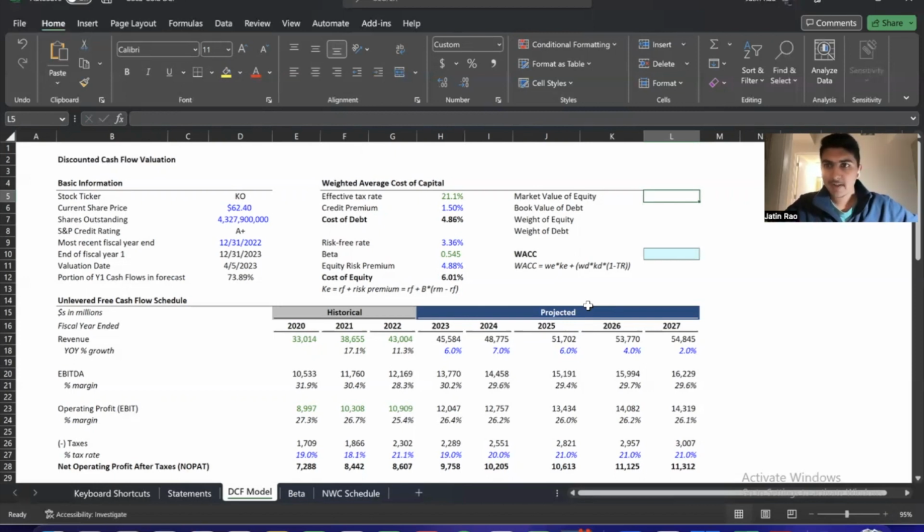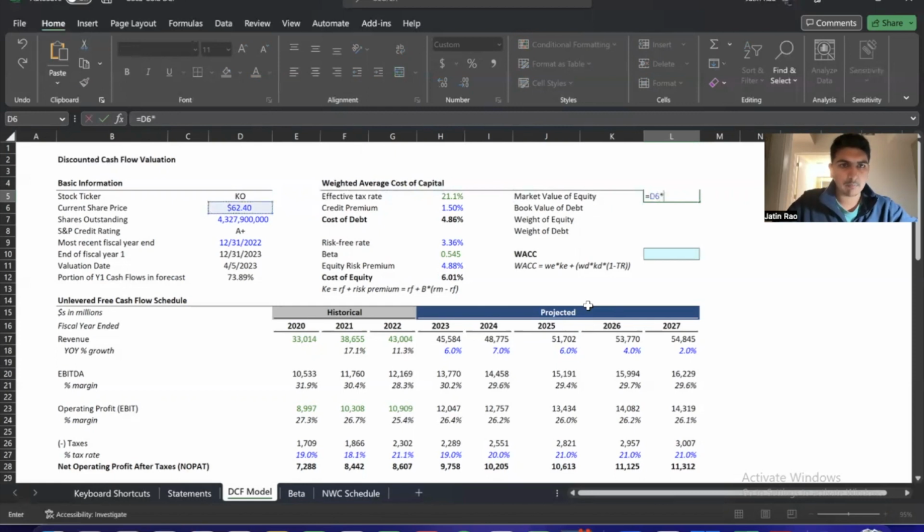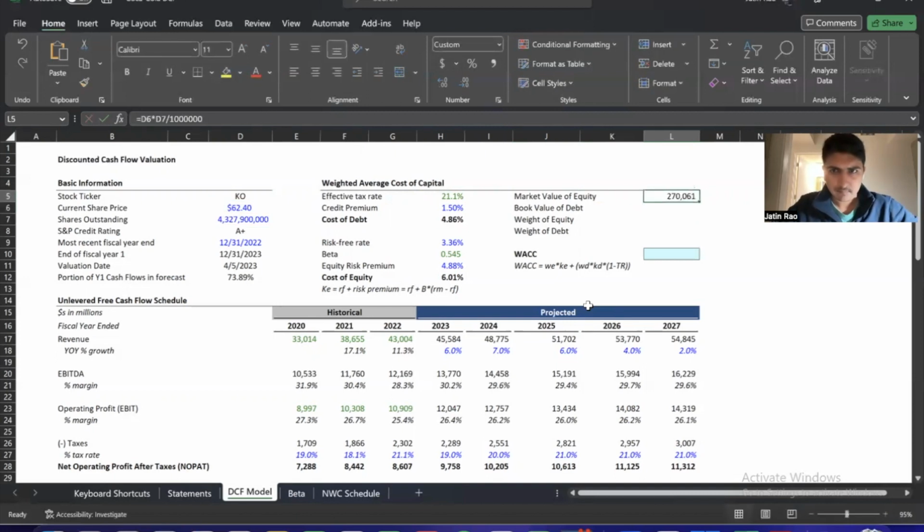So the market value of equity is the market cap of the firm, which means it is its share price multiplied by its shares outstanding. And because this is slightly outdated, actually, first I'm going to divide this by 1,000,000 to get this into millions. Very, very big firm, obviously.